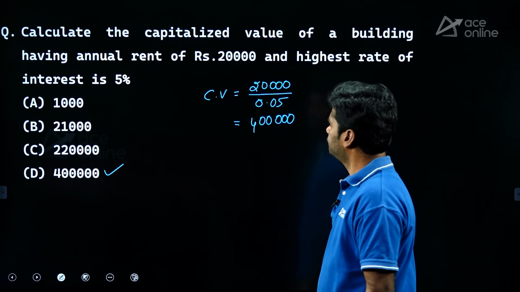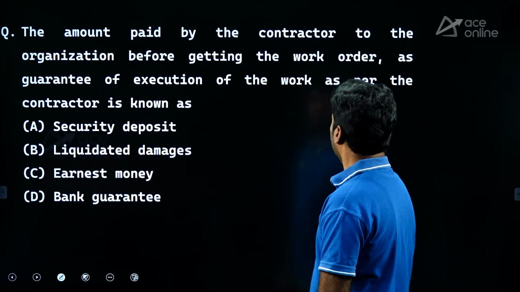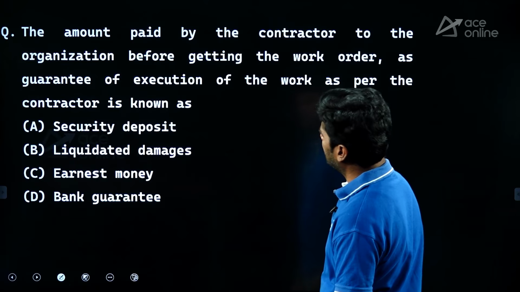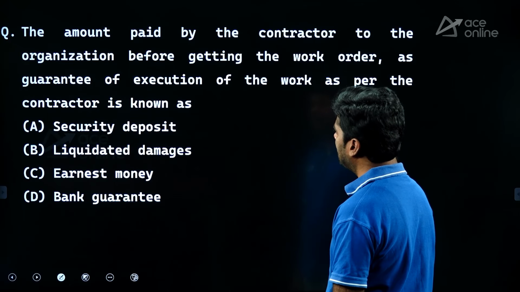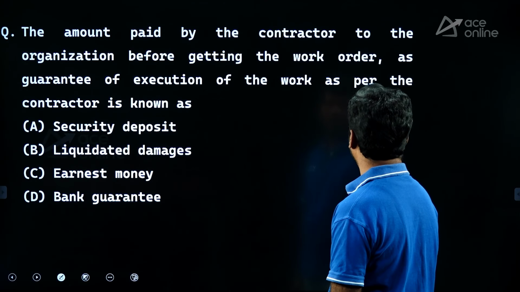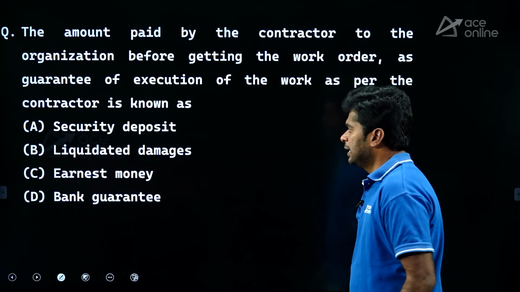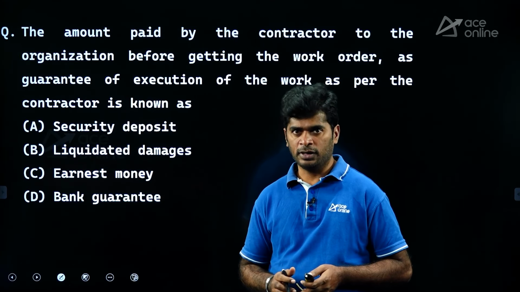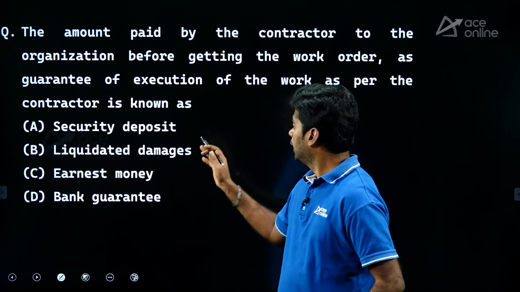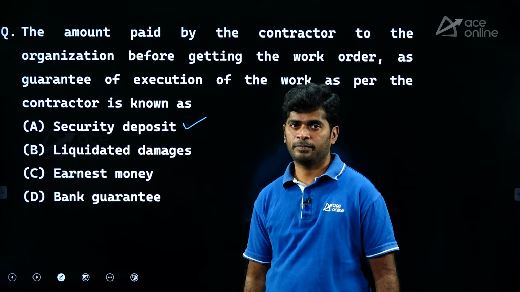Next question. The amount paid by the contractor to the organization before getting the work order, as the guarantee of execution of the work as per the contract, is known as? The initial amount given by the contractor for the commitment of the work is called security deposit. Option A is correct.